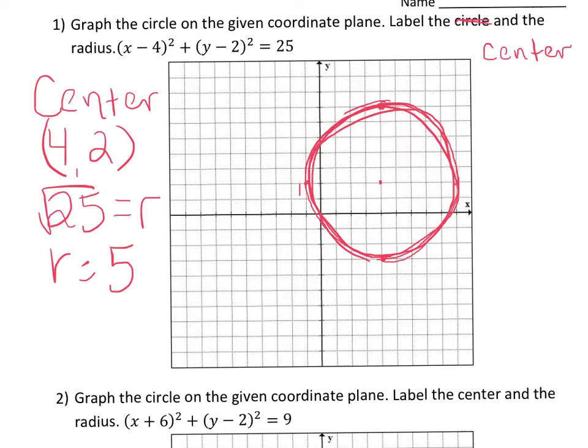I'm just going to try to erase a little bit here to smooth out the circle. That was a little bit too much. Okay, that's going to be good enough for now. It's a little bit difficult doing this on this platform. So there we have the example of labeling the center and the radius of the circle that has the equation (x - 4) squared plus (y - 2) squared equal to 25.